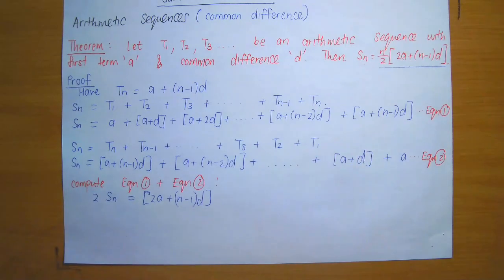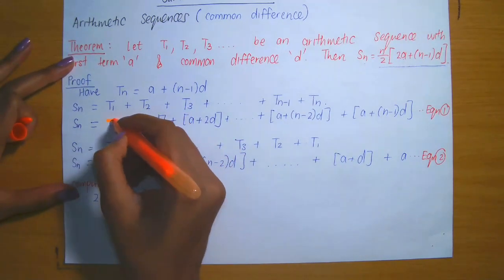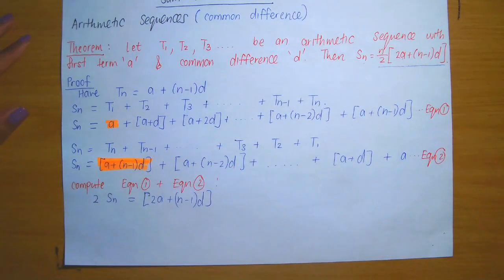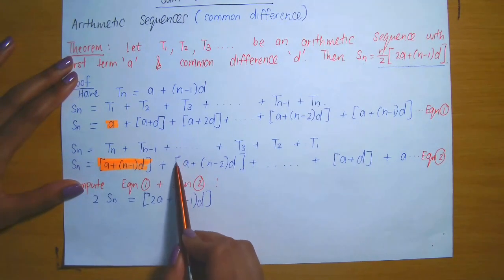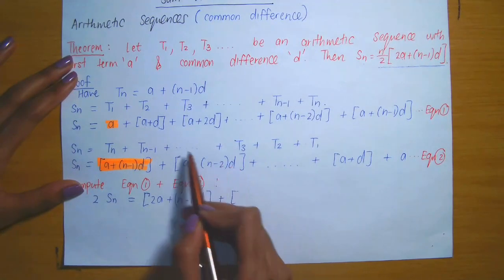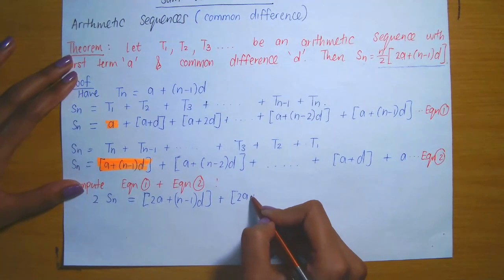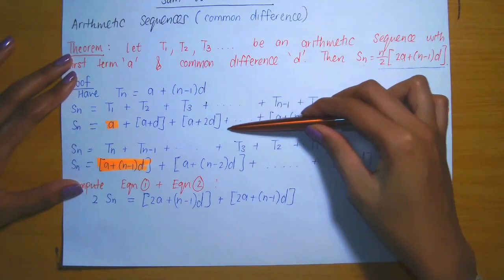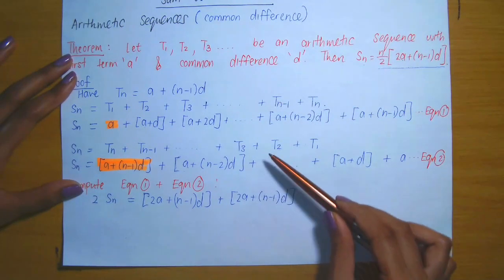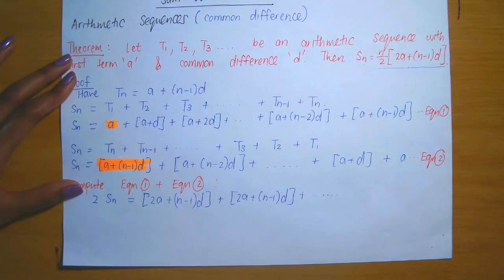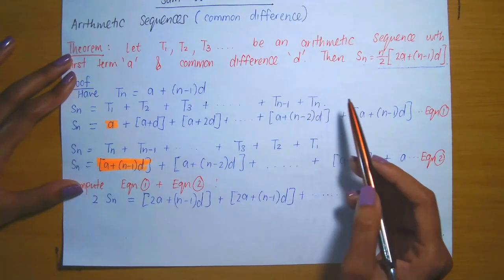So that's what I obtain when I add the first terms from each equation. We then add the second terms, so a plus d being added to this square bracket. And observe, when we add a plus d to this square bracket, we once again get 2a plus n minus 1 times d. You then repeat the procedure. Take the third term from the right-hand side of equation 1 and you add it to the third term from the right-hand side of equation 2, continuing up to the nth term on the right-hand side.